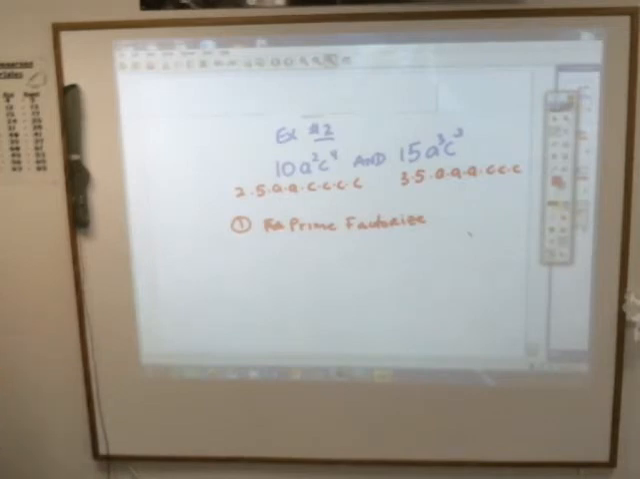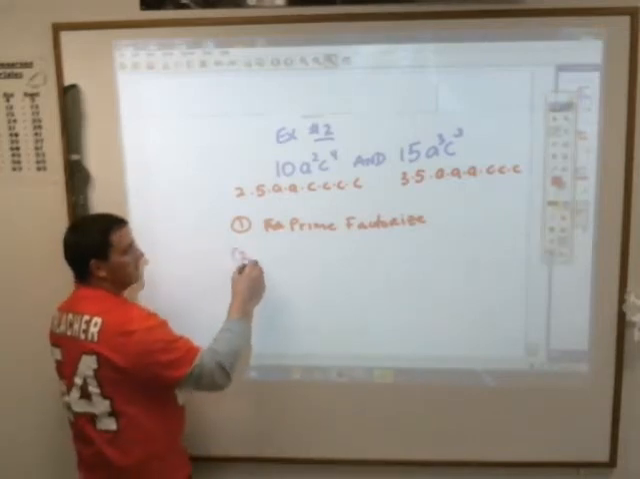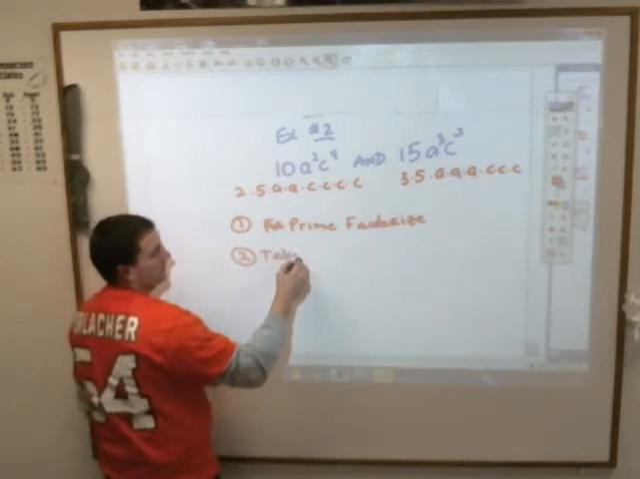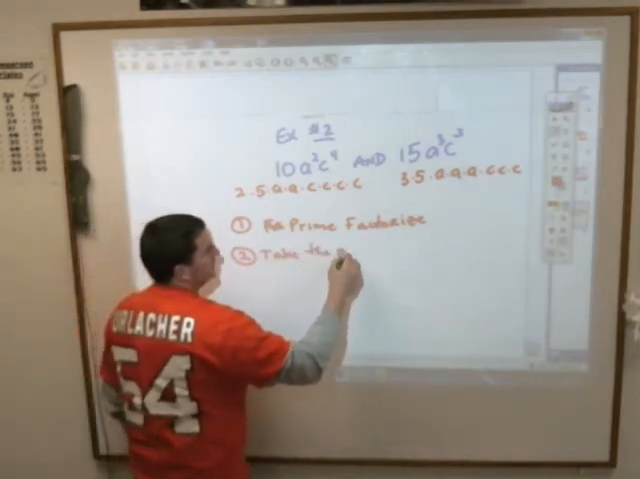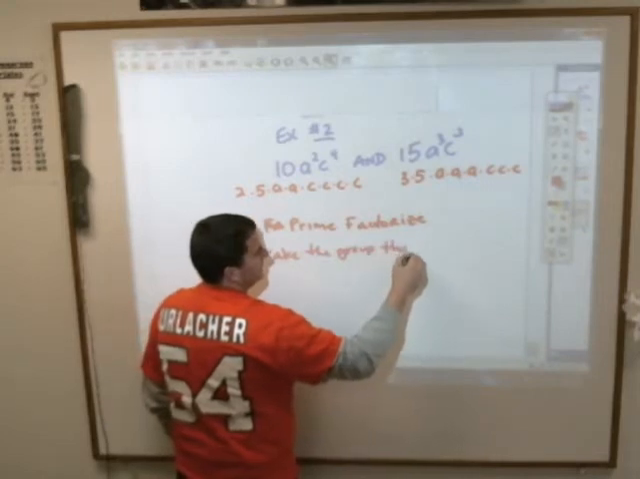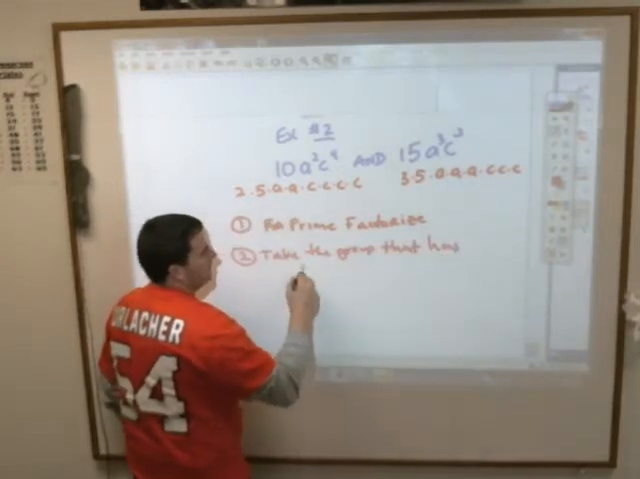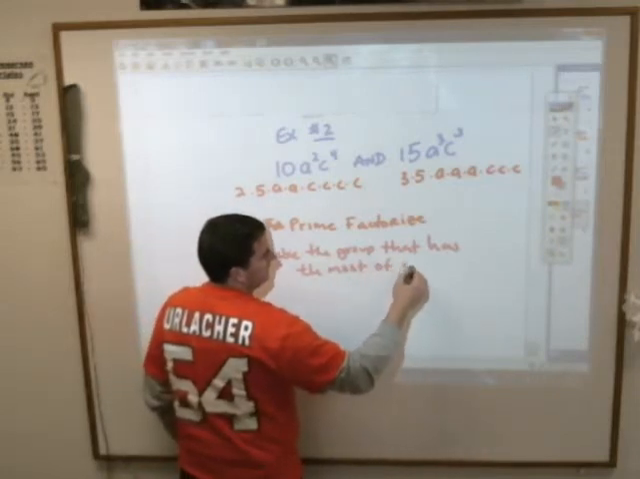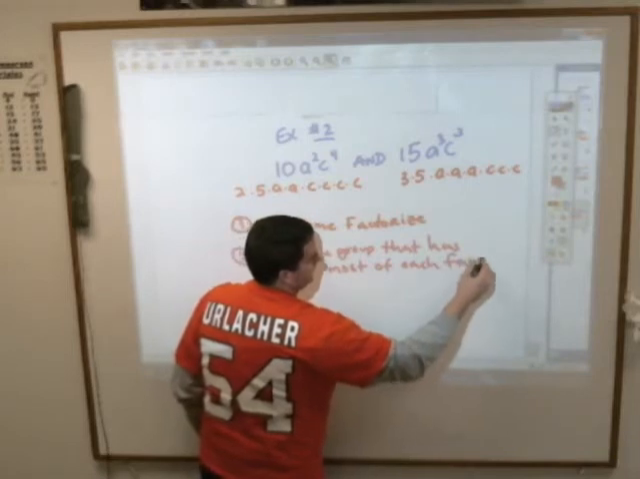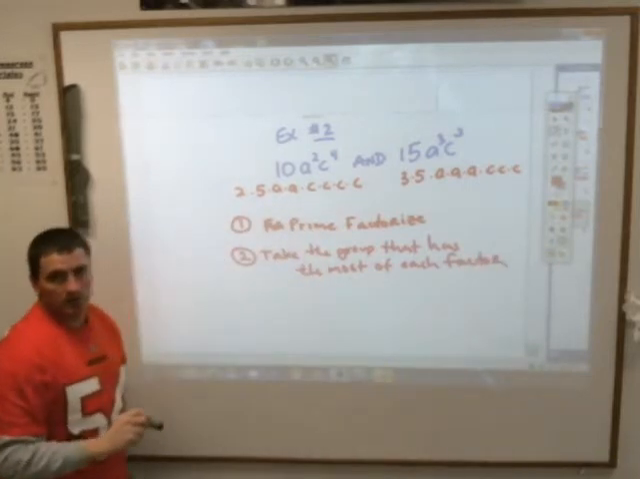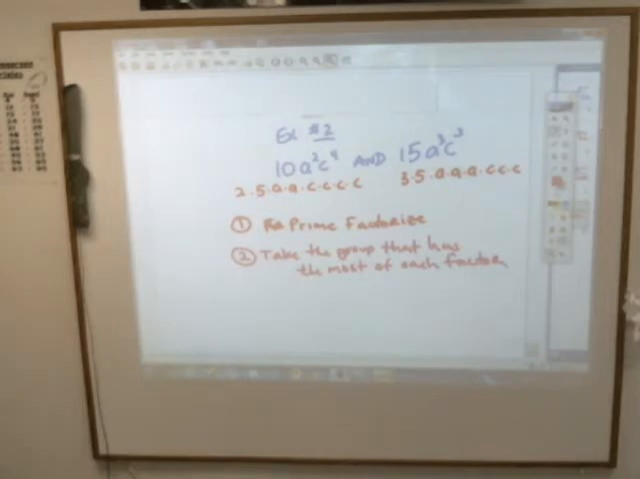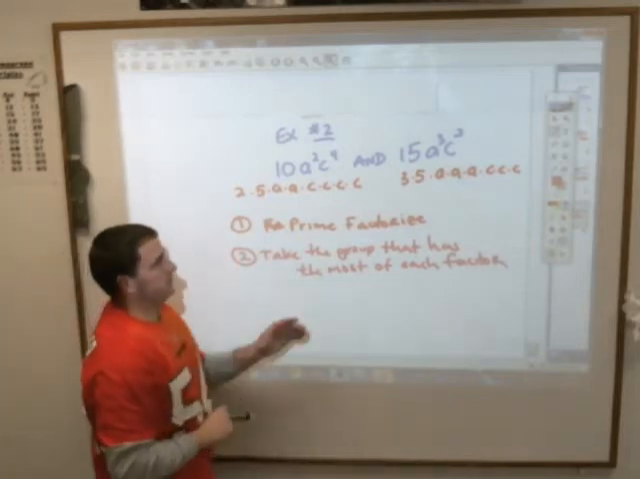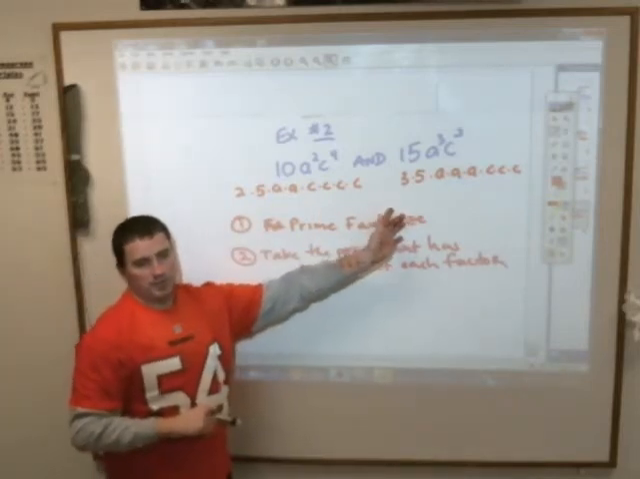Okay. Step number 2 is you take the group that has the most of each factor. Don't worry, it's a lot easier than it sounds on paper. In other words, you compare both groups, starting with this one.